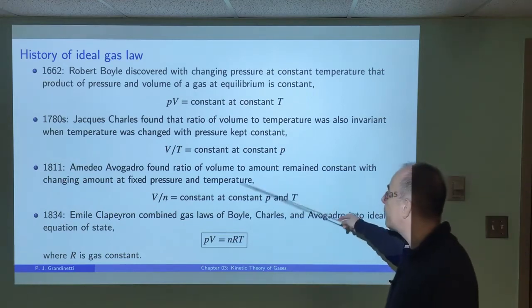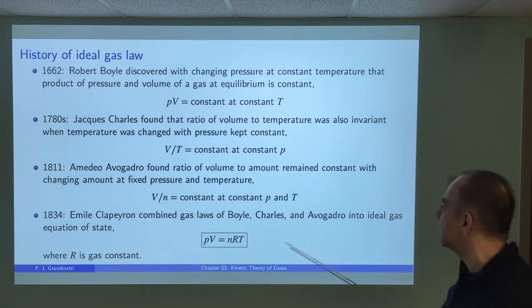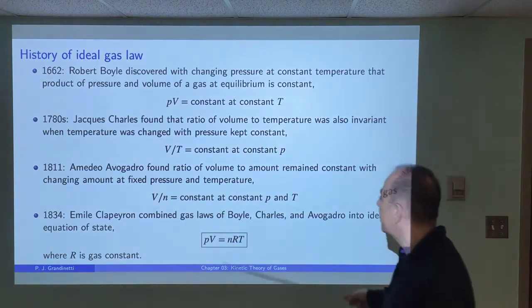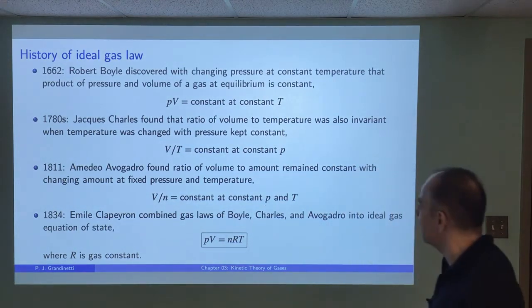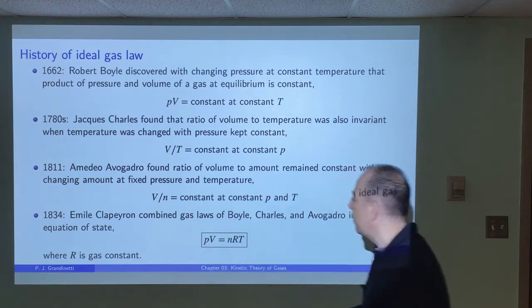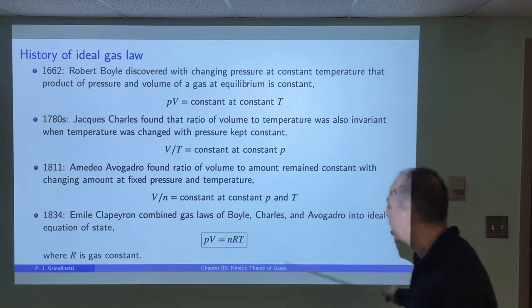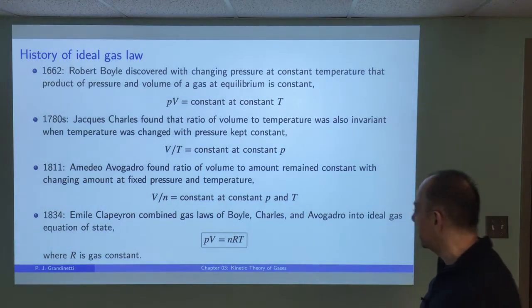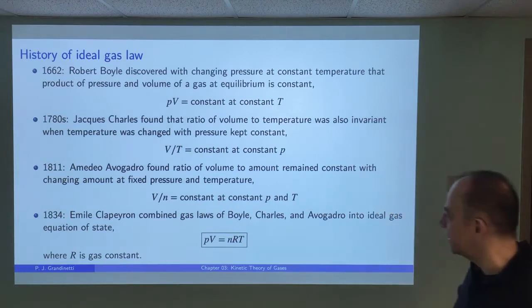And it wasn't long after that that Amedeo Avogadro discovered that the volume over the amount, the number of moles, was equal to a constant at constant pressure and temperature. And finally, in 1834, Émile Clapeyron brought all of these laws together into the equation of state that you know, PV equals nRT, introducing the gas constant here.